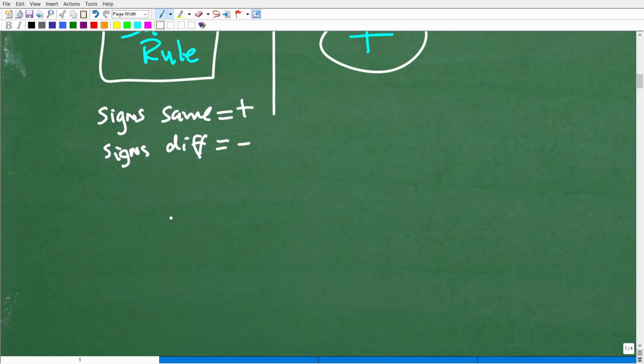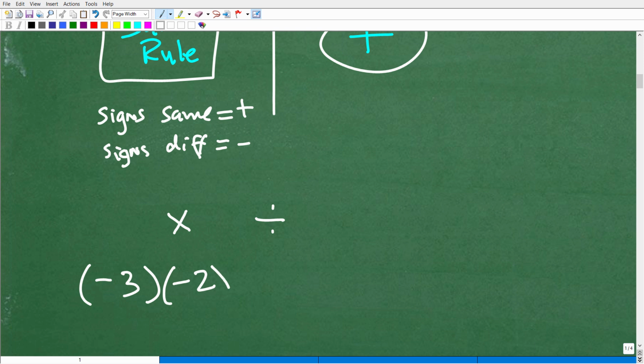Let me go ahead and show you. Okay, again, we're talking about multiplication and division. So -3 times -2. Okay, so we can write that this way. -3 times -2. What do we have? Do we have the same signs? Yes, we do. They're both negative. Okay, so our answer is positive. So we're just going to multiply. 3 times 2 is 6. The answer is positive. It's as simple as that.